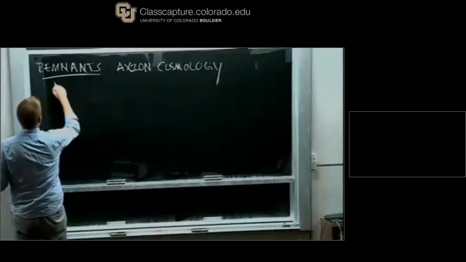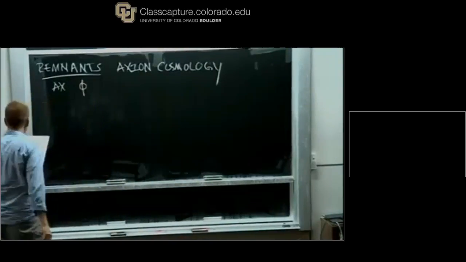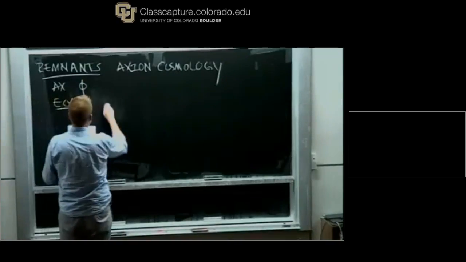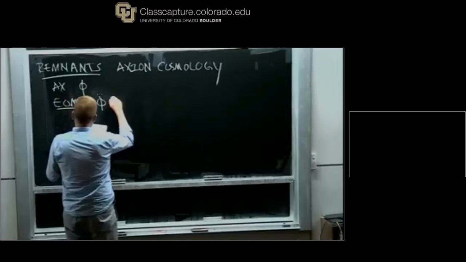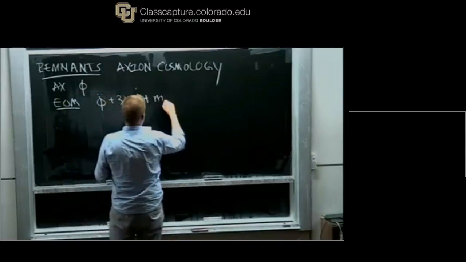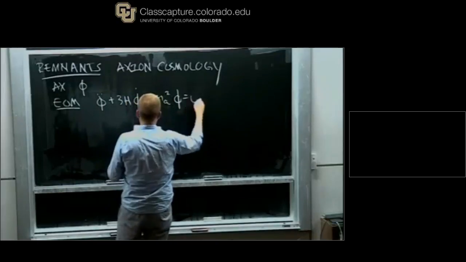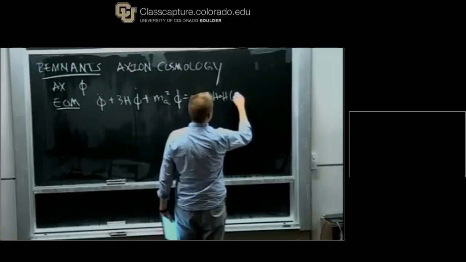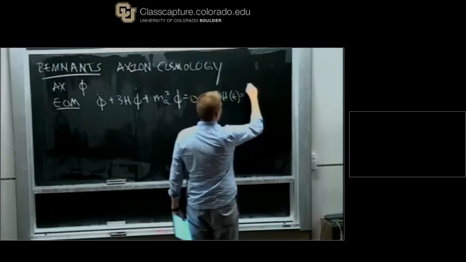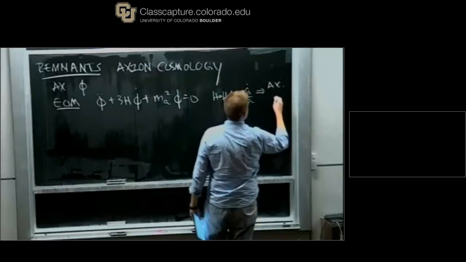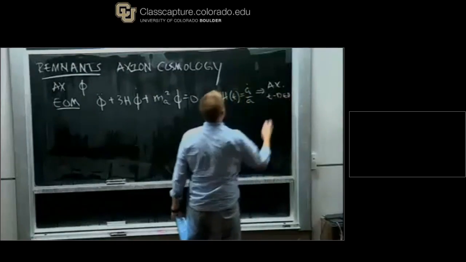So here I'm going to have an axion phi. And in an FRW background, the equation of motion for an axion is phi double dot plus 3H phi dot plus m_a squared phi equals 0. And of course, H is the Hubble constant, and it's H of t, which is a dot over a. And this implies that your axion cosmology can be time dependent in interesting ways.